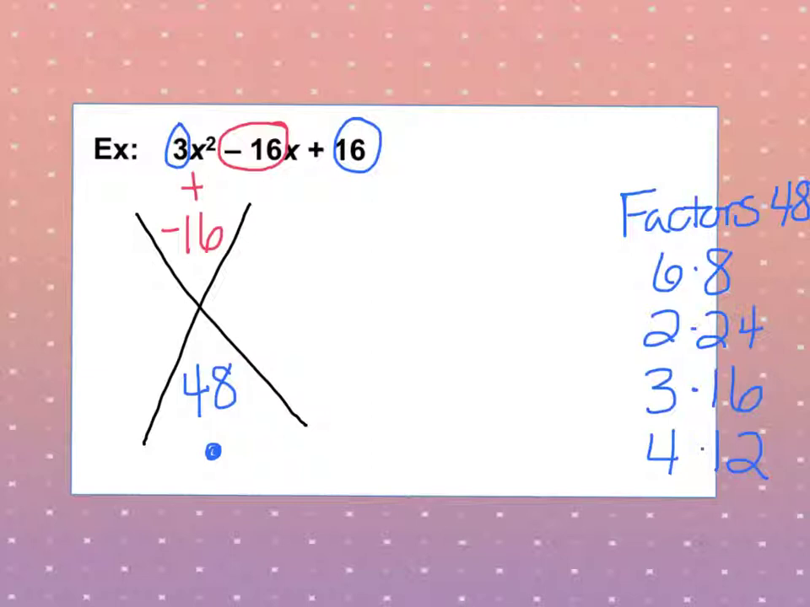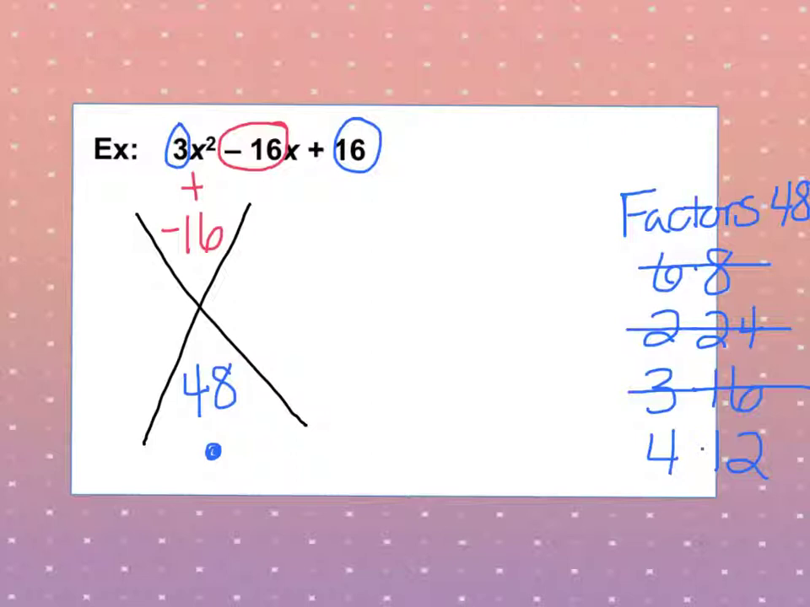So 6 plus 8 would not give me 16. It gives me 14, or if I subtract, it gives me 2. Here, 2 and 24 would not work. That would give me 22 or 26. 3 and 16 would give me 19 or 13. I mean, that's close. I got a 16 there, but the sum or difference won't give me the 16.